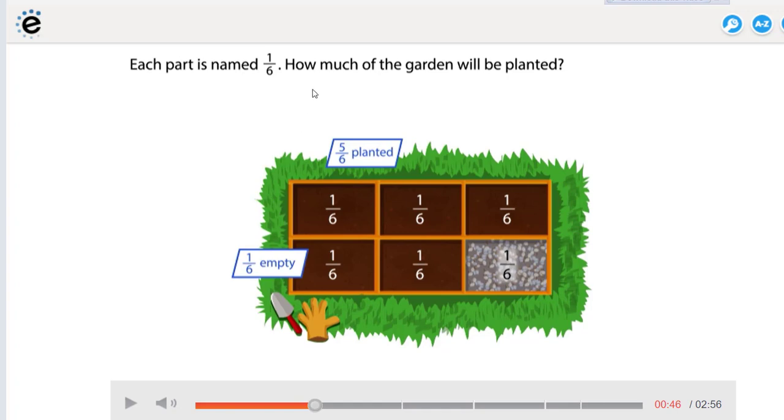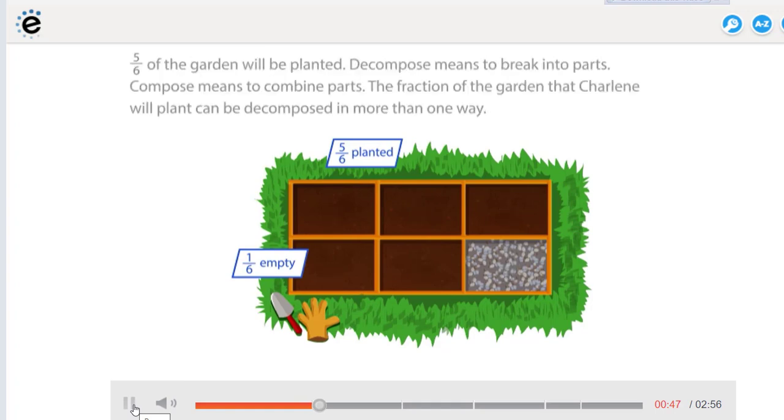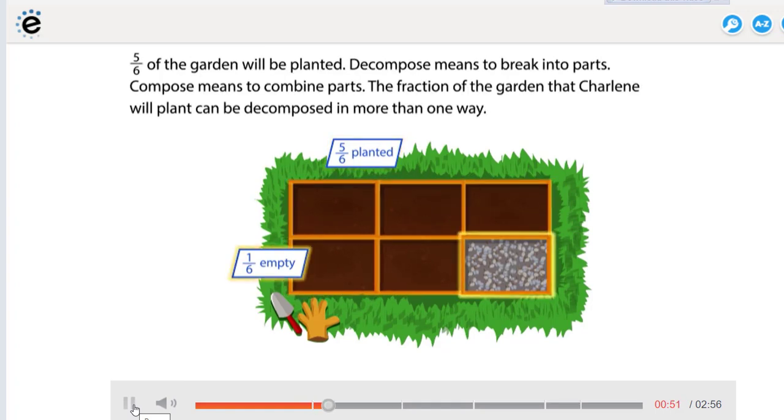Okay. The question is, how much of the garden will be planted? Of course, my heroes, as you can see, 5/6 is planted. The answer is written. 5/6 of the garden will be planted.